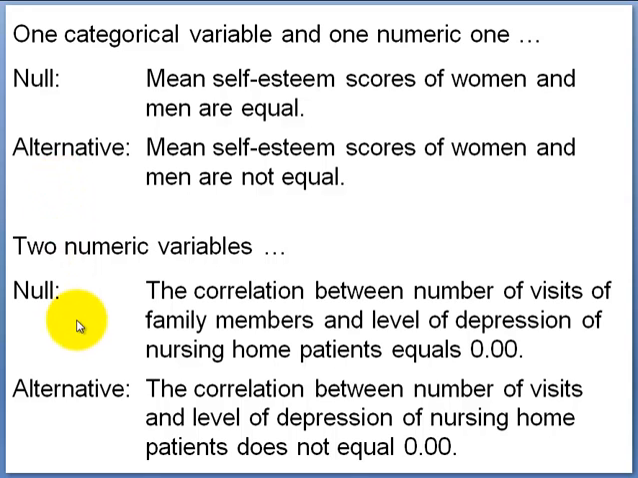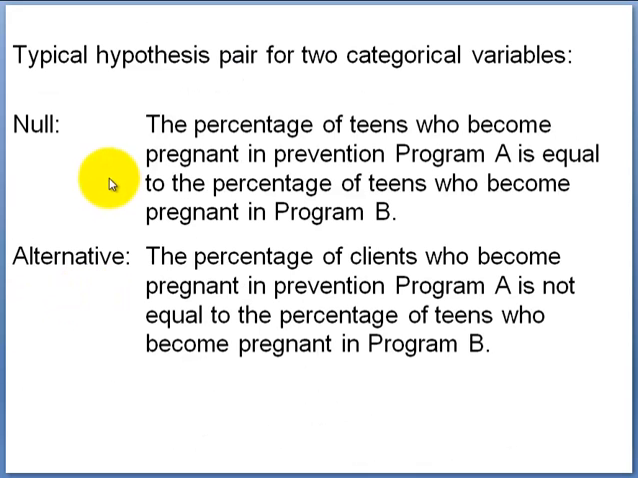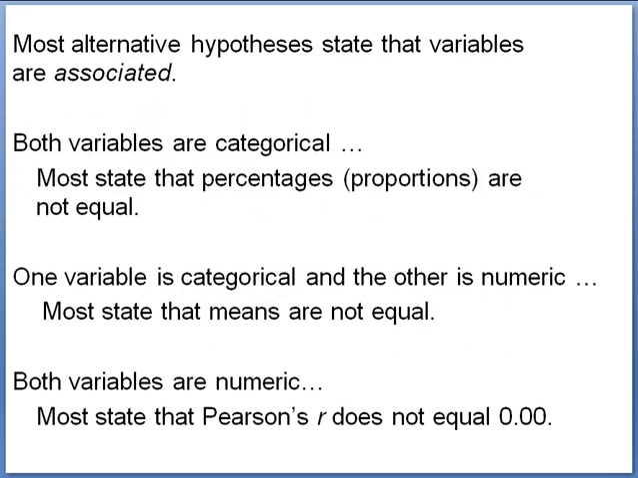And finally, here is a hypothesis pair involving two numeric variables. In this situation, the null states that the correlation between the number of visits of family members and the level of depression of nursing home patients is equal to 0, and the alternative states that this is not the case. Again, do note that each of our nulls here is stating the absence of association.